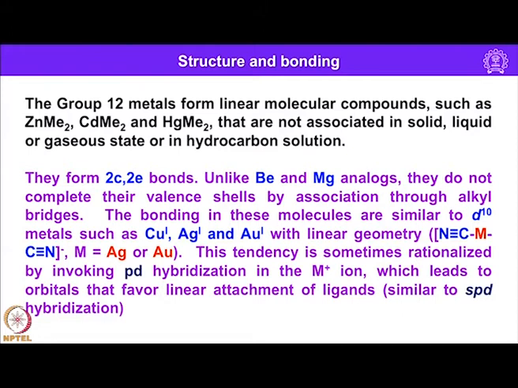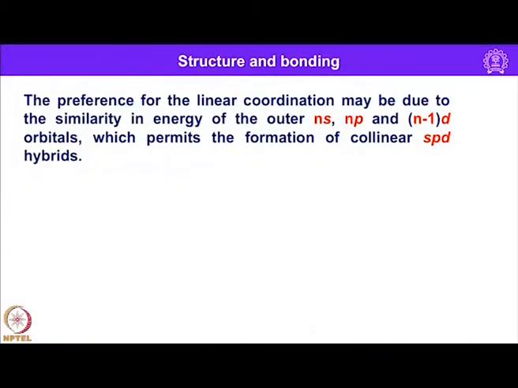Okay. This tendency is sometimes rationalized by invoking spd hybridization in M plus ion, which leads to orbitals that favor linear attachment of ligands. So, this is something unusual. Usually when two orbitals are mixed, it gives two hybrid orbitals, whereas here three orbitals are mixing to give two hybrid orbitals. So, something like this. The preference for the linear coordination may be due to the similarity in the energy of the outer ns, np and n-1 d orbitals, which permits the formation of collinear spd hybrids.